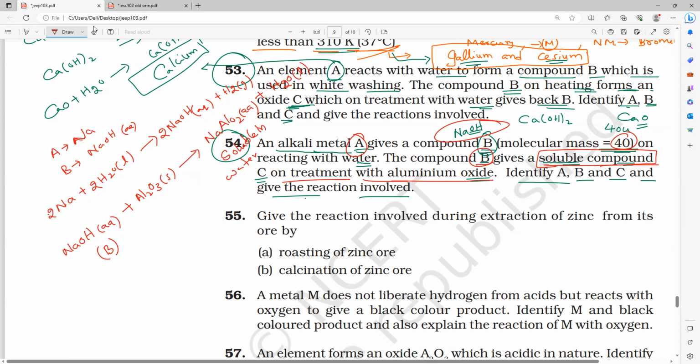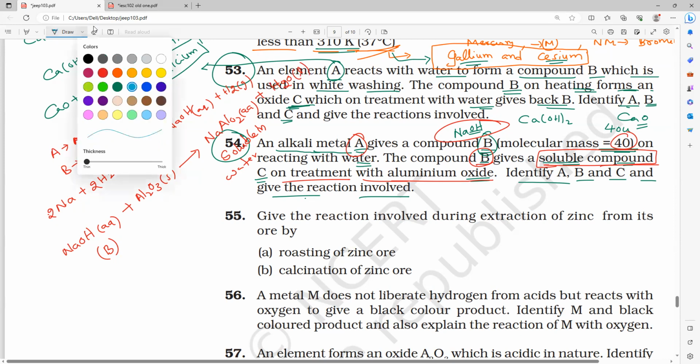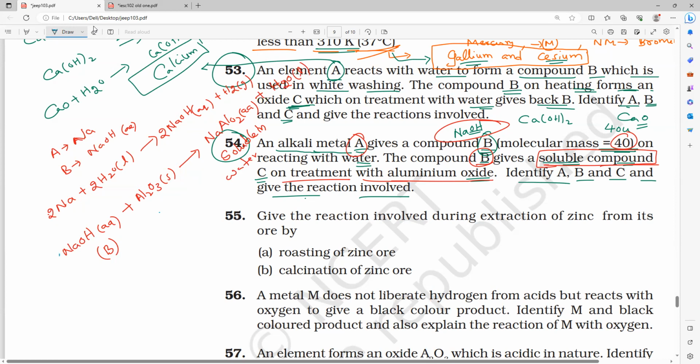Balance it, boys. So 2NaOH plus Al2O3 gives 2NaAlO2 plus H2O. What is the name of this one? Sodium aluminate. Please make sure everybody understands and solves. Otherwise, don't solve simply for namesake. I don't want anybody who is simply solving.